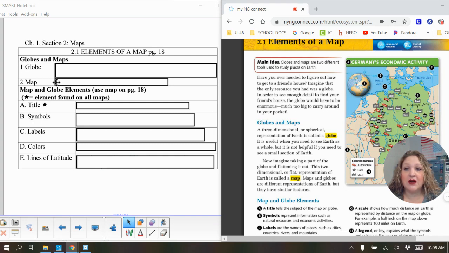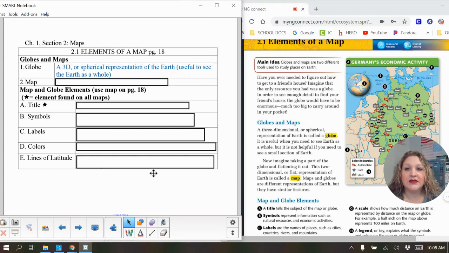So we have over here on our notes, we need to basically define globe and to define map. Now in our text, it typically highlights our vocabulary words. So you'll see globe is highlighted here. And so our answer for a globe is a 3D or spherical representation of the Earth, which is useful to see the Earth as a whole. So spherical basically means round, right? So that is what a globe is. And I'm going to pause for a moment to give you time to type.